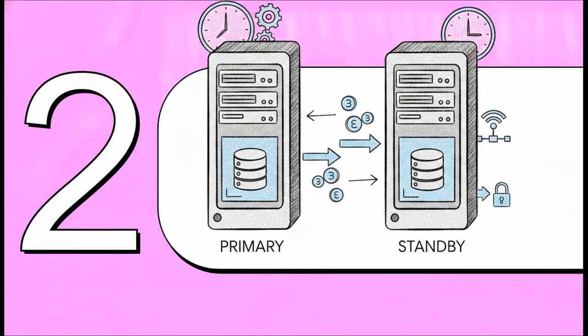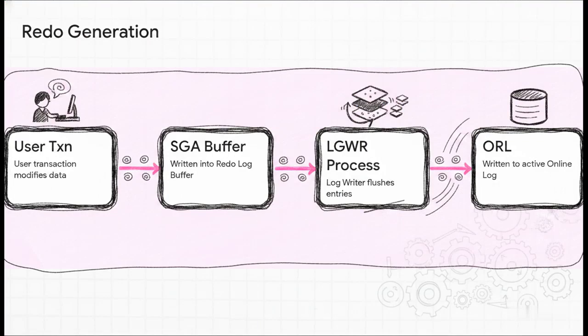Let's take a closer look at the systemic mechanics and why exactly we're configuring these logs on both primary and standby systems. To really grasp the necessity of SRLs, we need to trace the exact sequential generation of redo entries on the primary database. It all starts when a user transaction modifies data. Those redo entries are immediately written directly into the redo log buffer right within the System Global Area, or SGA.